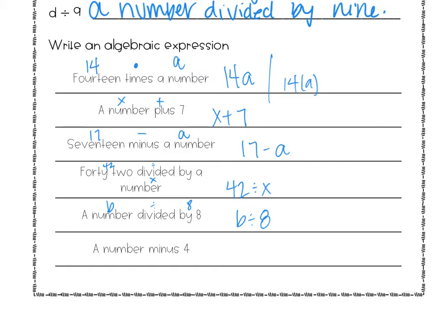My next one says a number minus 4. So I have any number with my variable. I can pick any letter I want. I'm going to pick the letter Z. So I have Z minus 4, and that is Z minus 4.